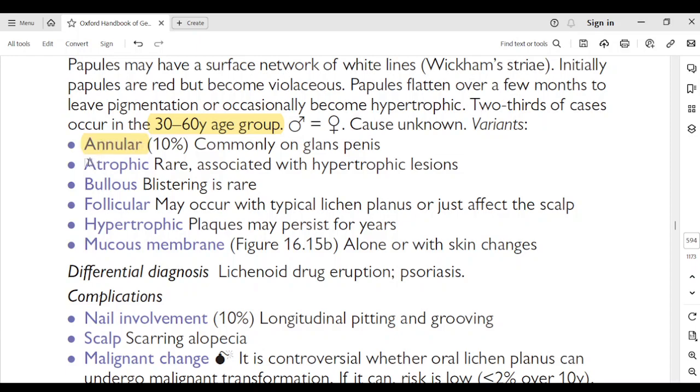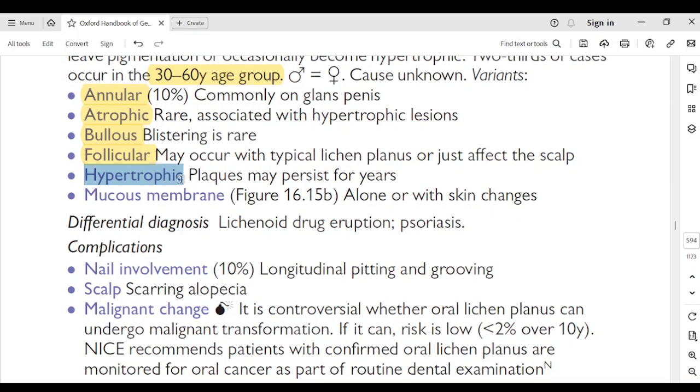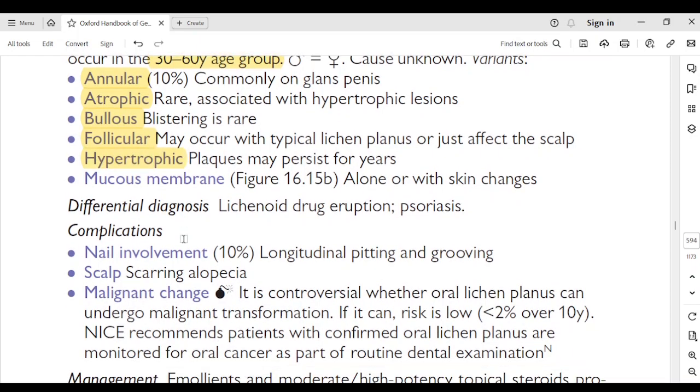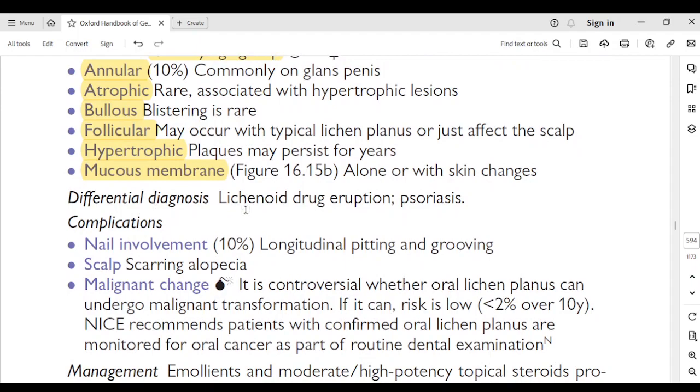Annular, commonly on the glans penis. Atrophic, rare, associated with hypertrophic lesions. Bullous, blistering is rare. Follicular may occur with typical lichen planus or just affecting the scalp. Hypertrophic, plaques may persist for years. And mucous membrane lesions alone or with skin changes. These are the variants of lichen planus. Differential diagnosis: lichenoid drug eruption or psoriasis.